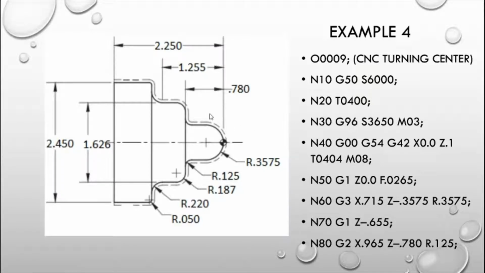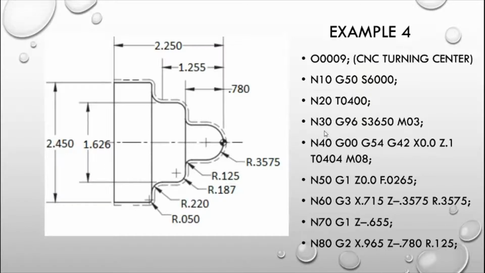Again, our example is example 4, in which the diagram's dashed line shows the stock bar and the solid line shows the part required for our purpose. The first line, O0009, is the CNC turning center program name. N10 is again a sequence number. G50 is the maximum spindle speed, with a value of 6000 RPM. N20 is the block number. T0400 is the tool number.